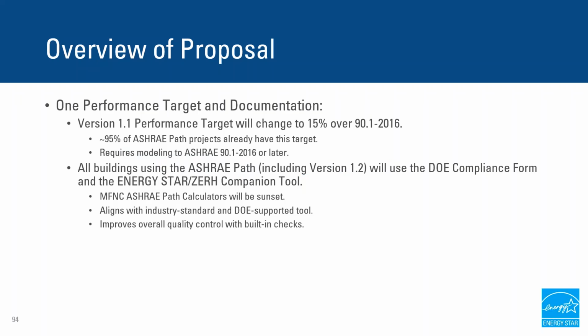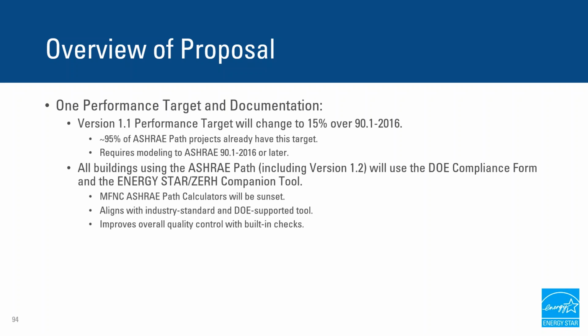So we are proposing a few different things. First, to have one performance target and documentation. So for version 1.1, we're proposing that performance target will change to 15% over 90.1 2016. 95% of projects already have this as their target. This would require modeling to ASHRAE 90.1 2016 or later.